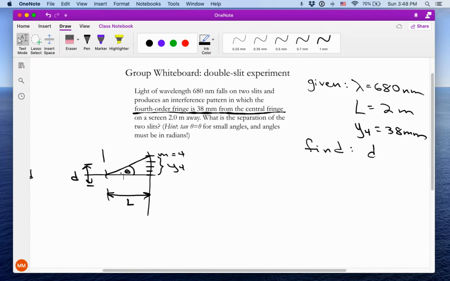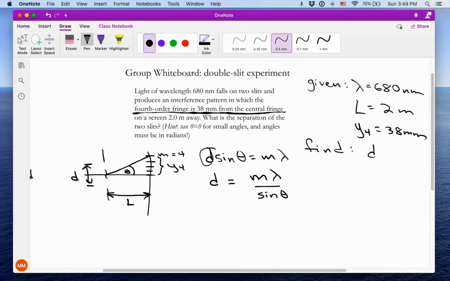All right, so I'm going to write my equation. So d sine theta is equal to m lambda. I'm looking for d, so I'm going to divide both sides by sine theta. So d is equal to m lambda over sine theta. So I know m is 4. I don't know theta. That's the one thing I don't know.